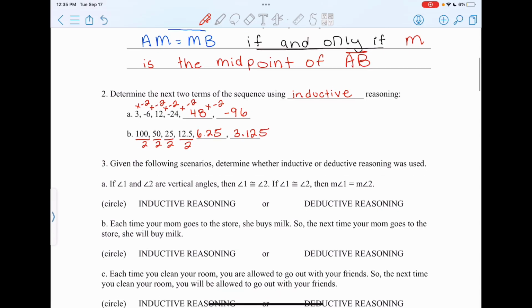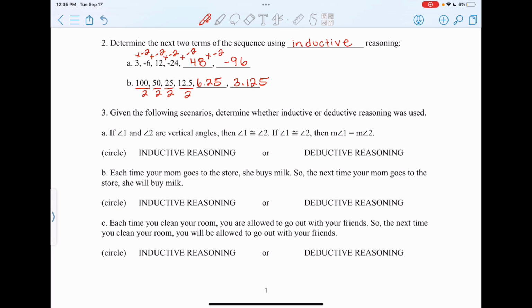Next, we need to determine the difference between inductive reasoning and deductive reasoning. Inductive reasoning is when we look at observations or patterns and we make a generalization. Deductive reasoning is using facts and logical reasoning to actually prove that a conjecture is true.